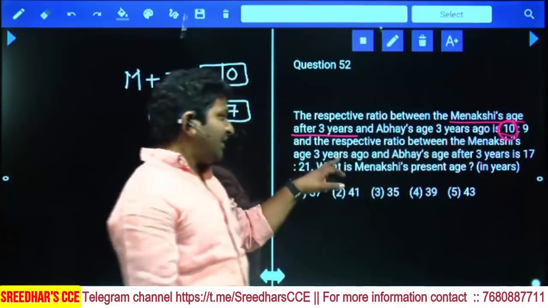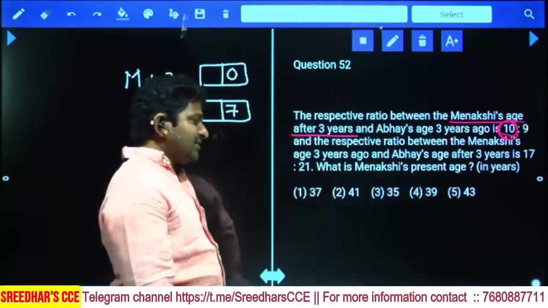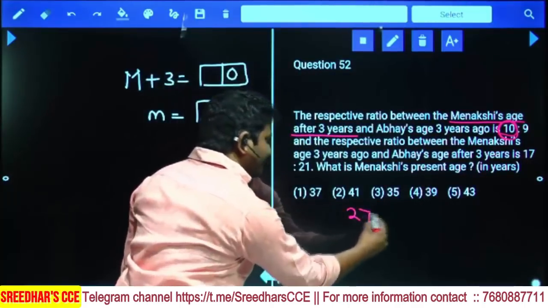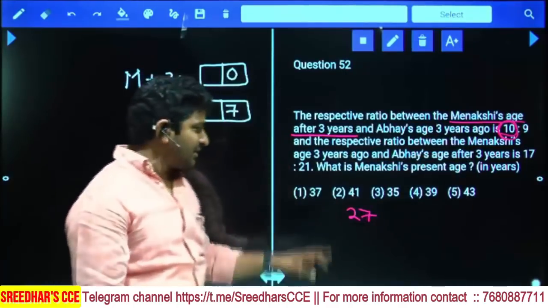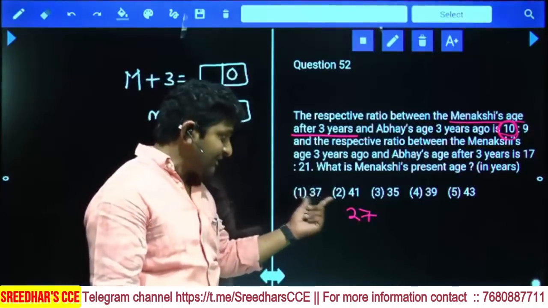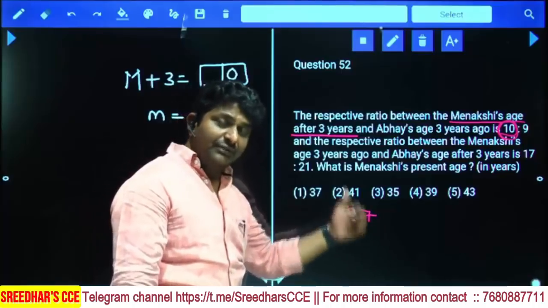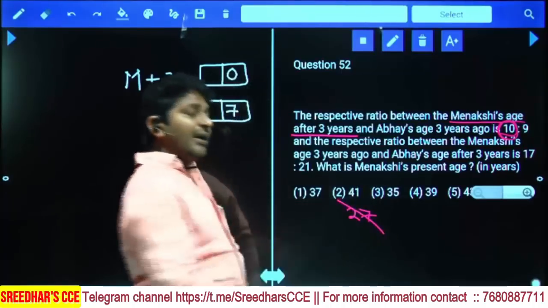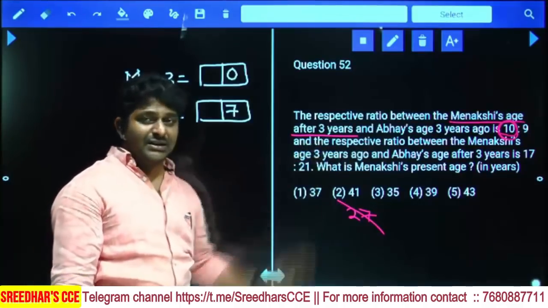Meenakshi's age 3 years ago was a multiple of 17. Suppose you also have 27. Meenakshi's age 3 years back was 17 parts. 3 years back, 34. Is 34 a multiple of 17? Yes. When you subtract 3 years from this, it becomes 24. Is 24 a multiple of 7? No. So even if you have any other option which is ending with 7, you can eliminate it by using the other information.